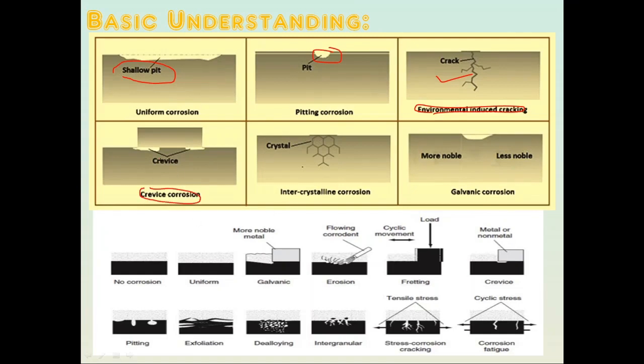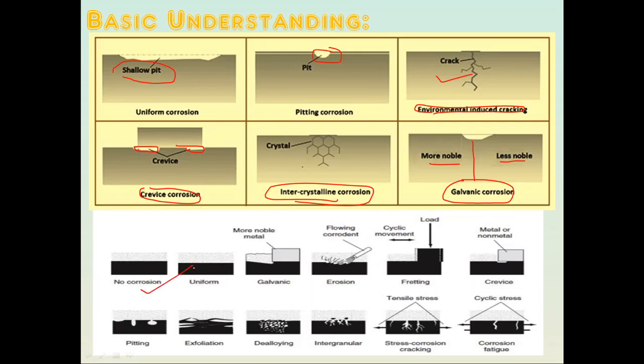Then crevice corrosion also happens in between two metals where crevices get formed. So these are also forms of this low temperature corrosion. Then further intercrystalline corrosion, then galvanic corrosion, when there is contact of two metals, one more noble and one less noble, then galvanic corrosion takes place. This is also the same representation for better understanding.